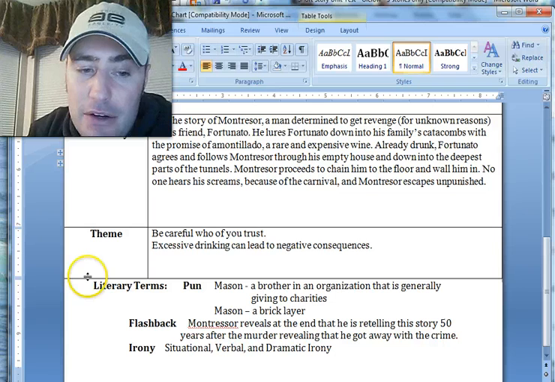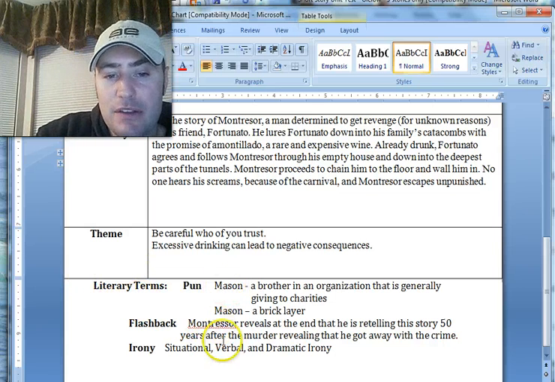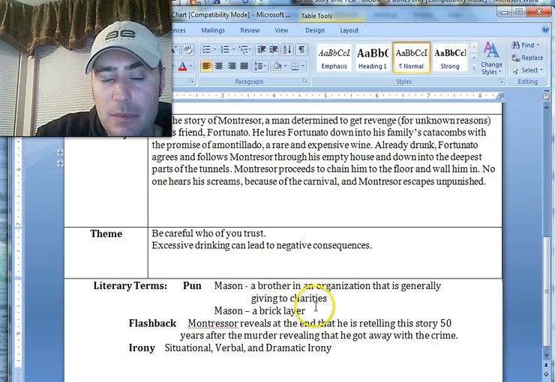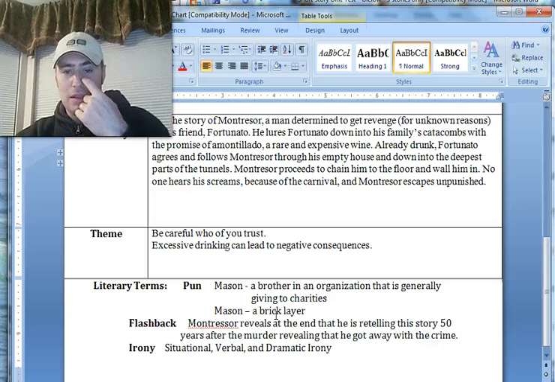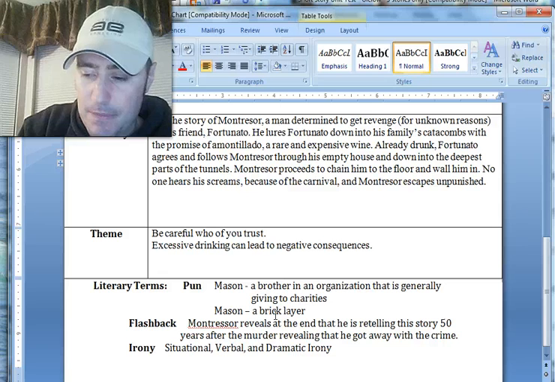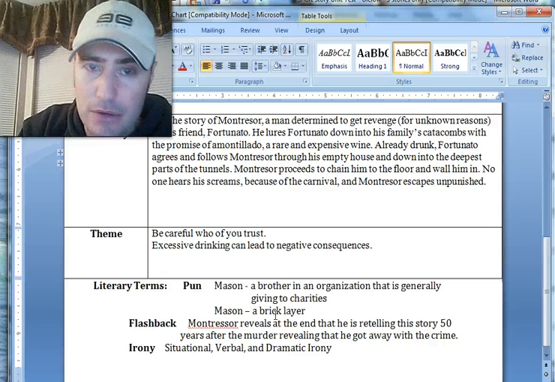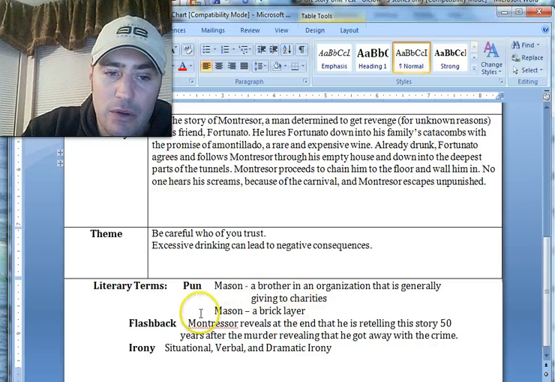Anyway, the literary terms I want you to know for this story are pun, and we discussed the significance and the relevance of the mason. As he reveals a trowel, he says, "I am a mason." They both don't get each other's kind of jokes here, but Edgar Allan Poe definitely throws that in for us as an obvious pun.